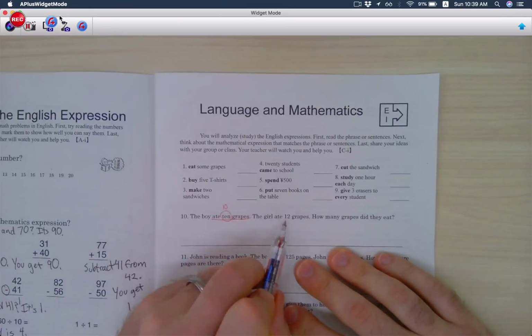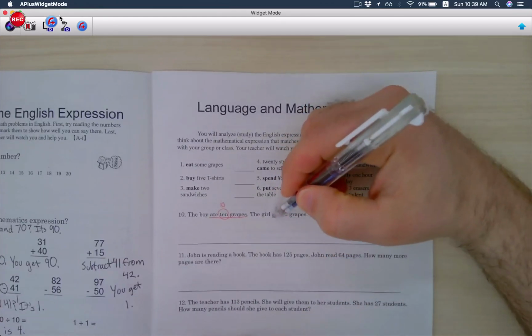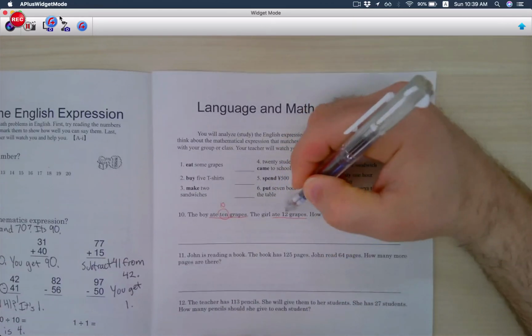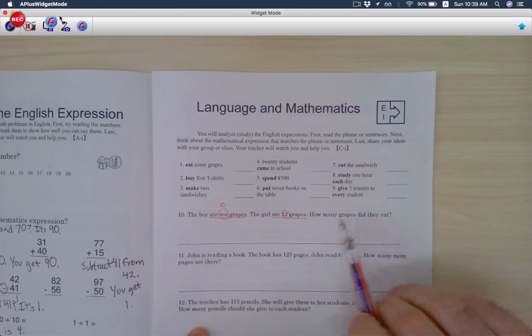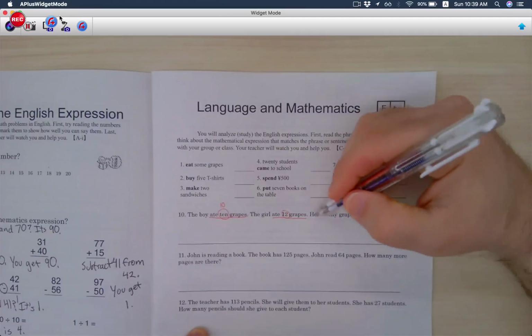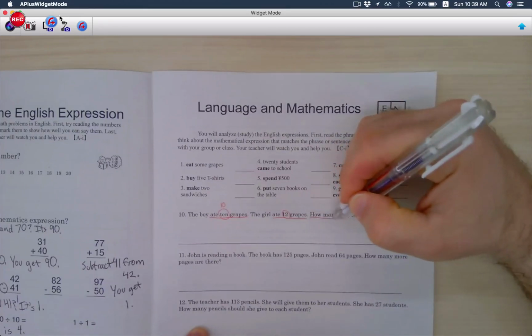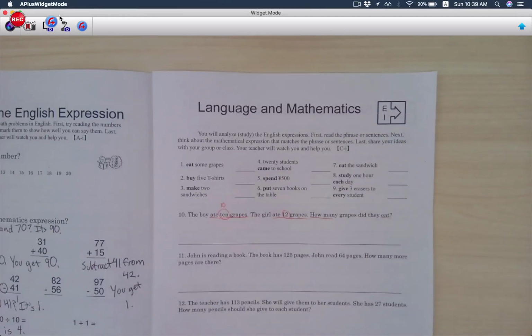The girl ate 12 grapes. I think that's important. And the number is 12. Here's the question. How many grapes did they eat? How many and eat? Okay, I'm ready to answer the question.